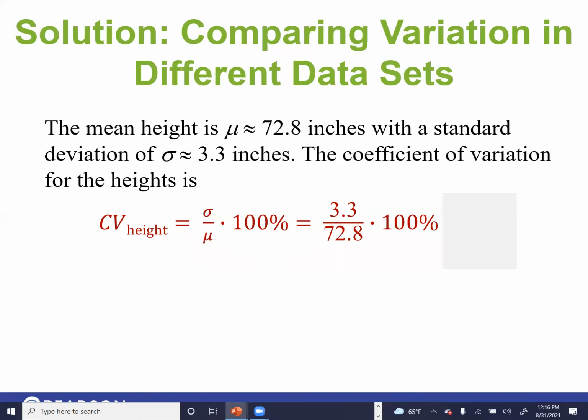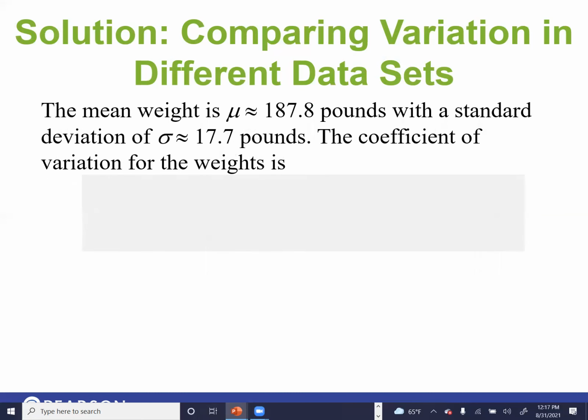So here's our whole formula. We go 3.3 divided by 72.8, multiply by 100, and voila. 4.5%. That is the amount of variation here, right? Cool. Let's do the other one over here. I've got to give you the numbers for that one. Tell me if I'm going too fast. Good. This one is all yours. Mu is this, the standard deviation is that. Compare notes.